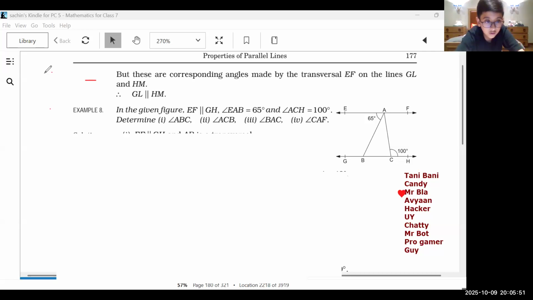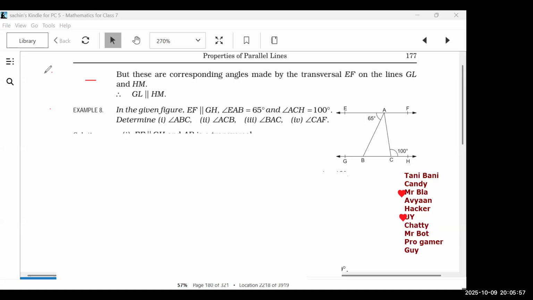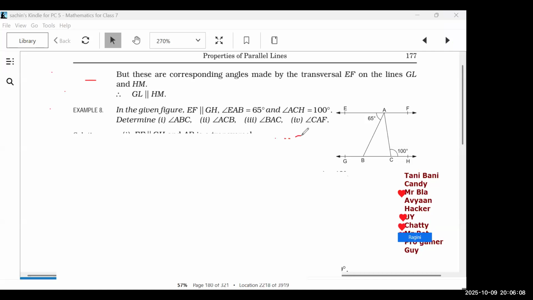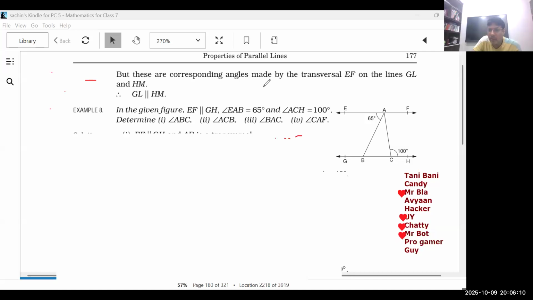Also, 1 second, can I switch off my camera? Solve the question. What did he say? What are you saying? Sir, I was saying, can I switch off my camera? I have solved the question. Okay.